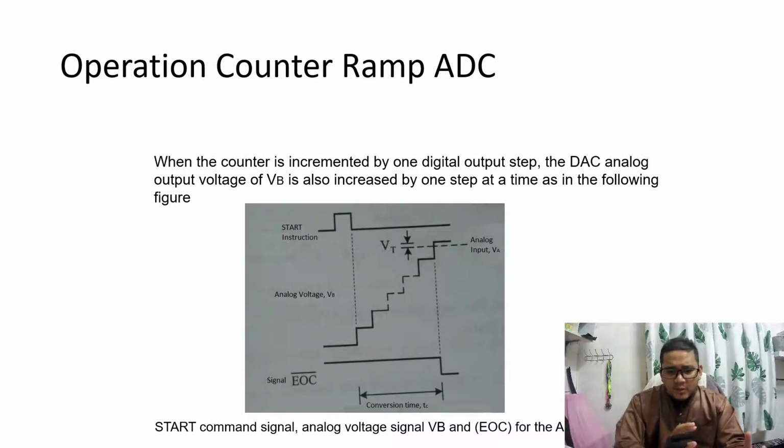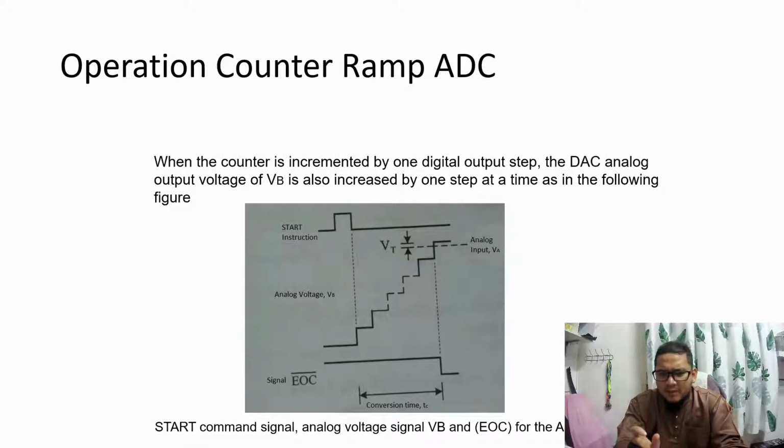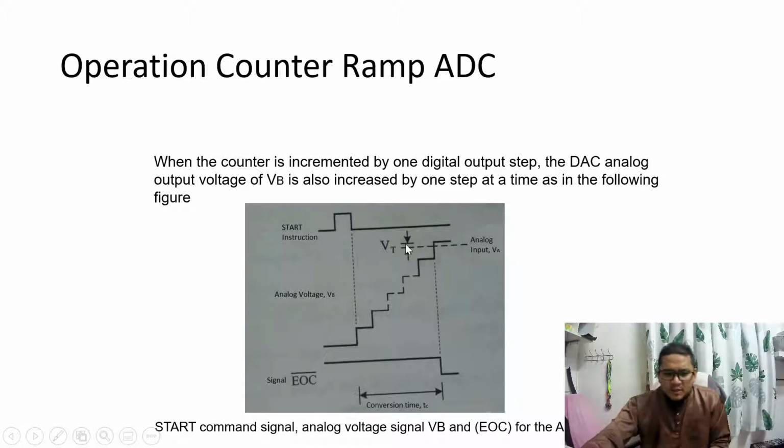Okay, when the counter increments, bila kita increment the counter by one digital output step, the DAC analog output voltage VB also increases. So kalau kita tengok VB kat sini, it also increases, increasing like a stair. Okay, that's why we call it counter ramp. So in this output VB, we have the VT here. So VT is the threshold voltage. So in calculation after this, we need to consider the VT.